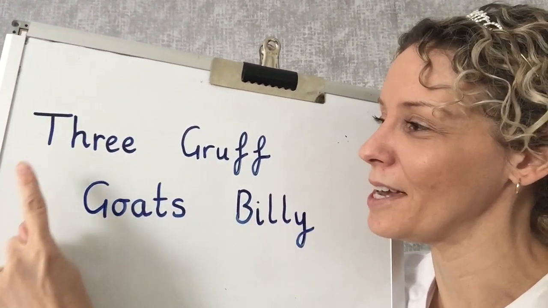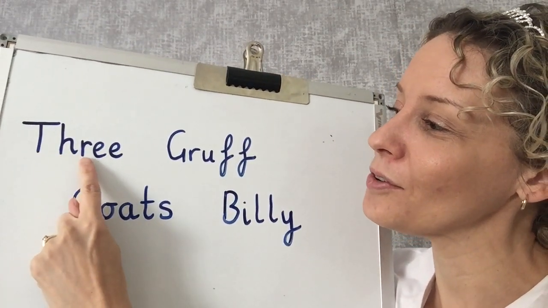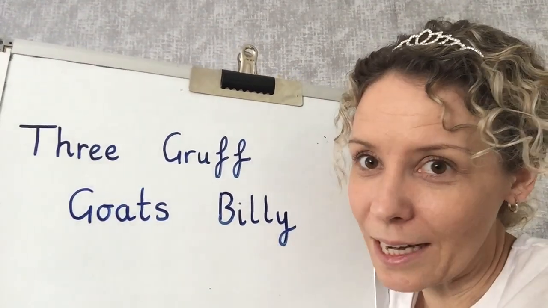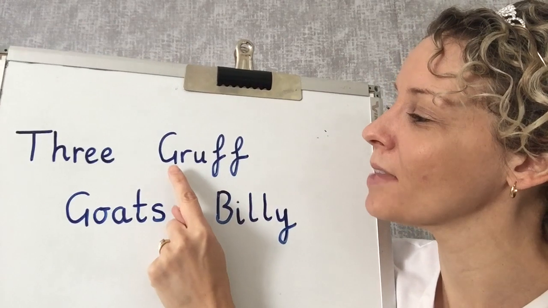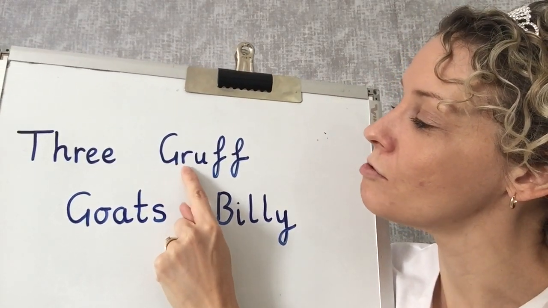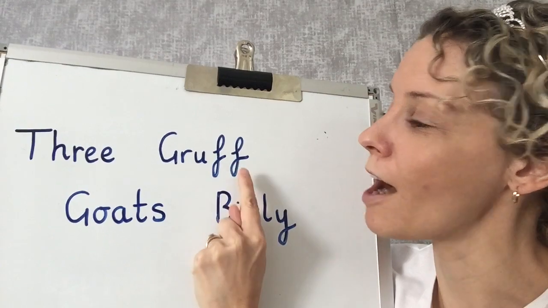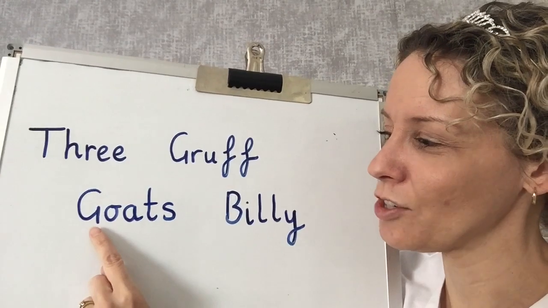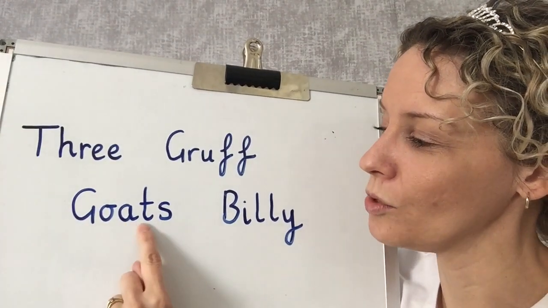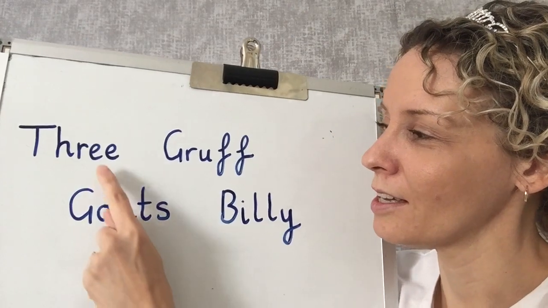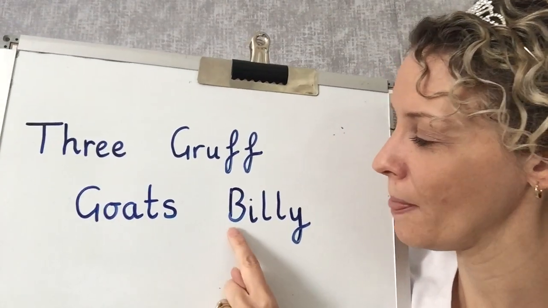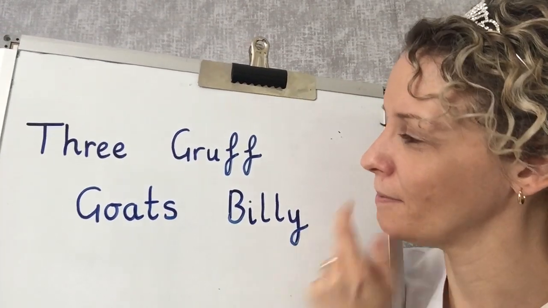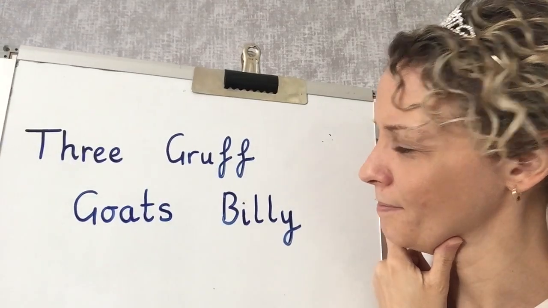So let's take a look at the first word. We've got e. Three. Well done. Could be three little pigs. Let's have a look. Three. Gr. Gruff. Okay, let's stick with it. Let's try this one. Goats. Three gruff goats. Billiard. Three gruff goats billiard.